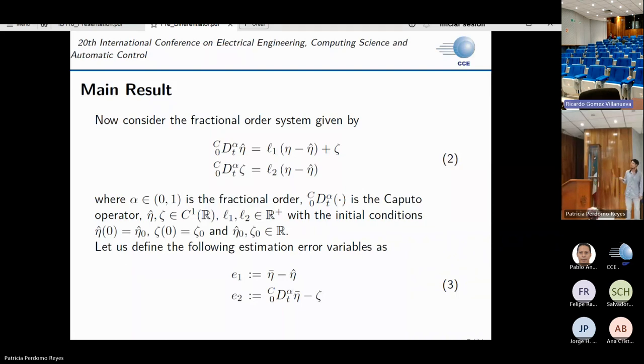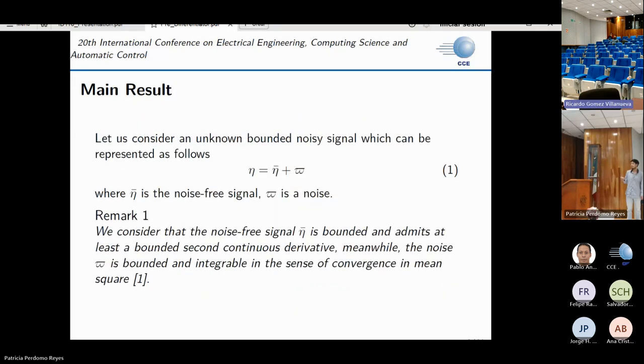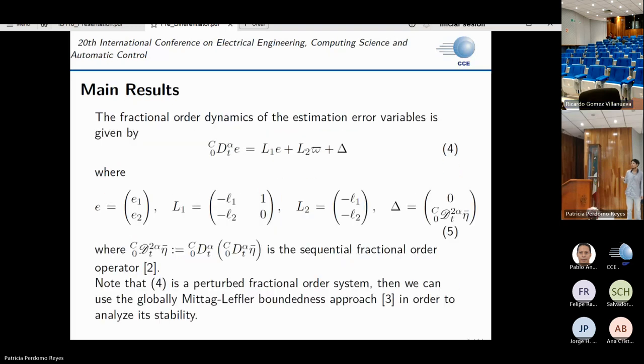So let's define the following error variables, E1 and E2. E2 is the derivative of eta bar minus theta. So we take the fractional order dynamics of the error in the following matrix form, obviously including the term of the unbounded noisy signal. We have the following structure with the following matrix, and in particular T is the sequential fractional order operator. For this structure, we can consider a perturbed fractional order system.